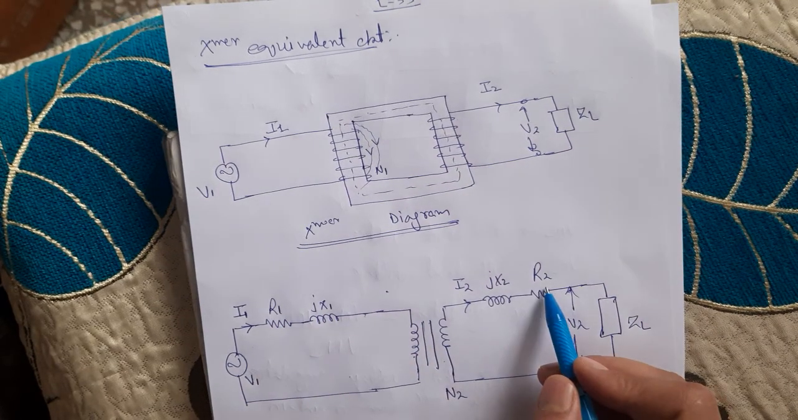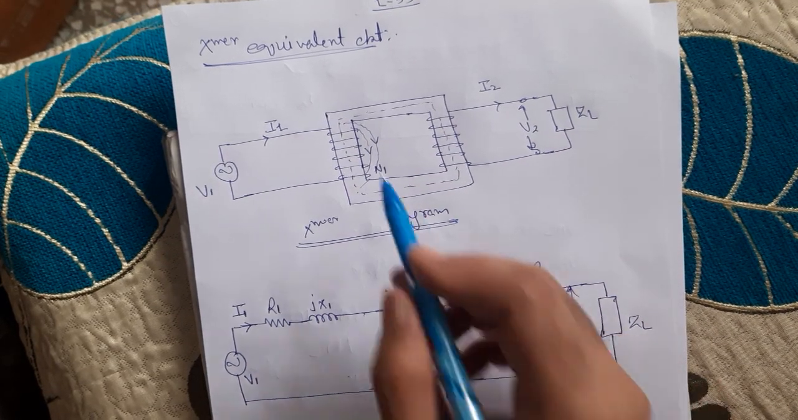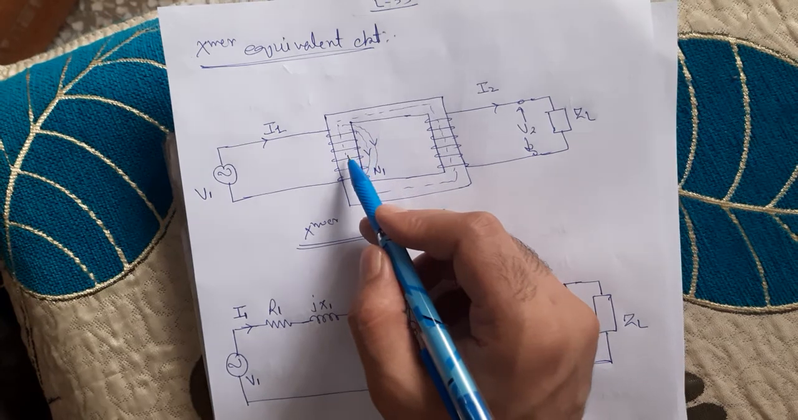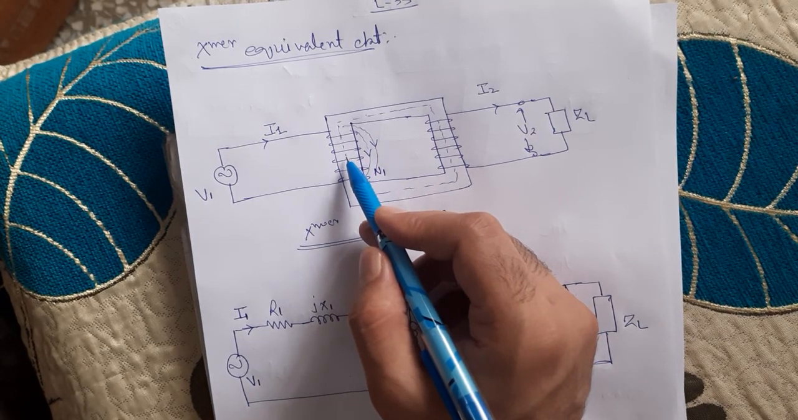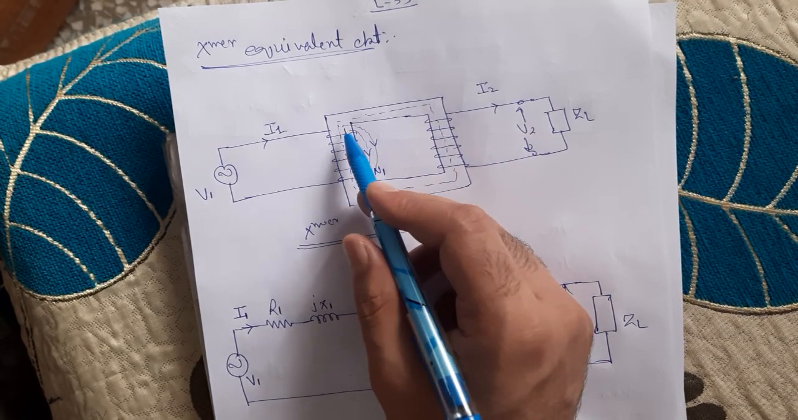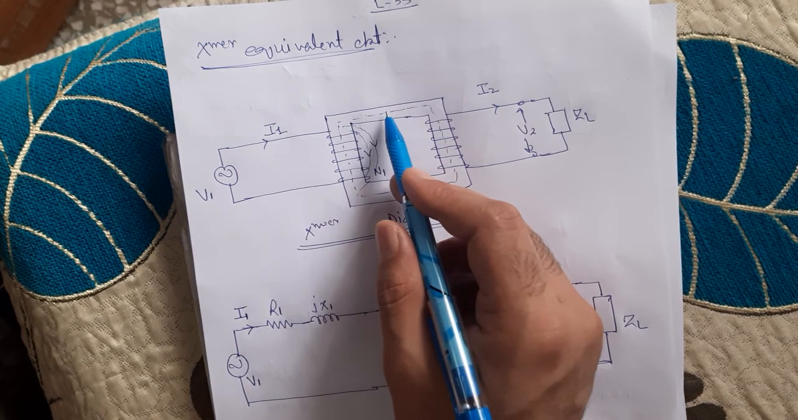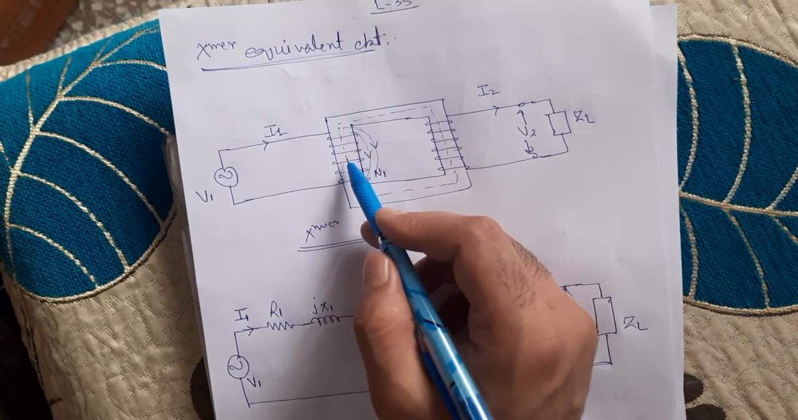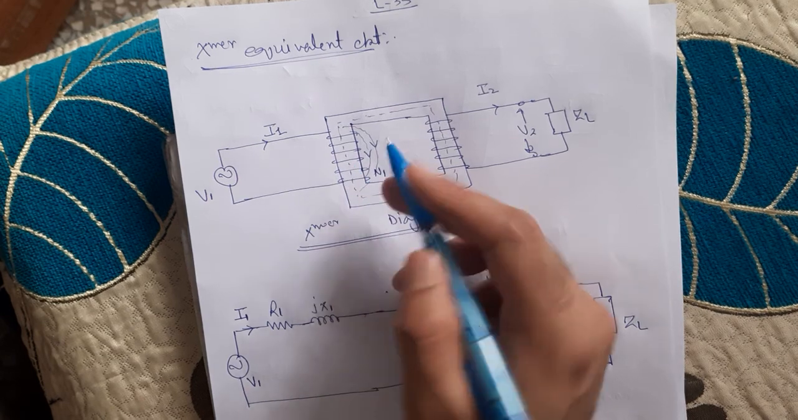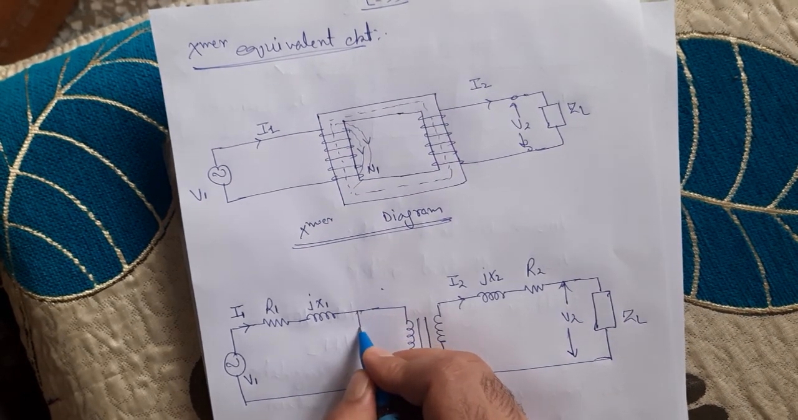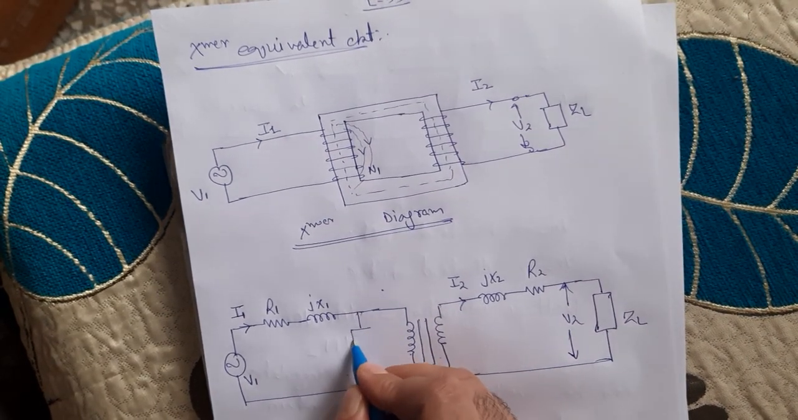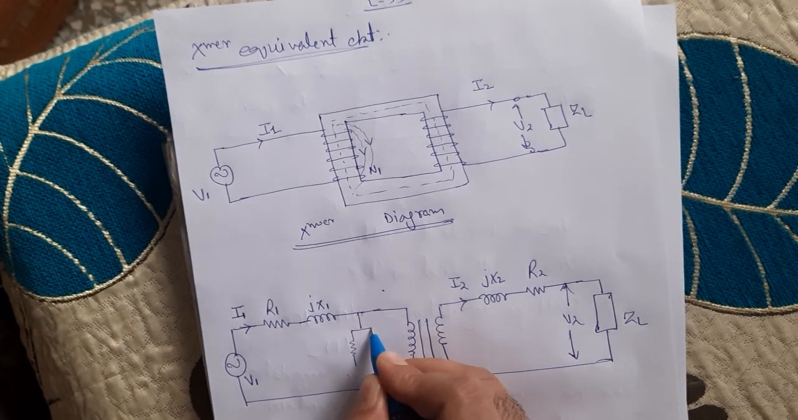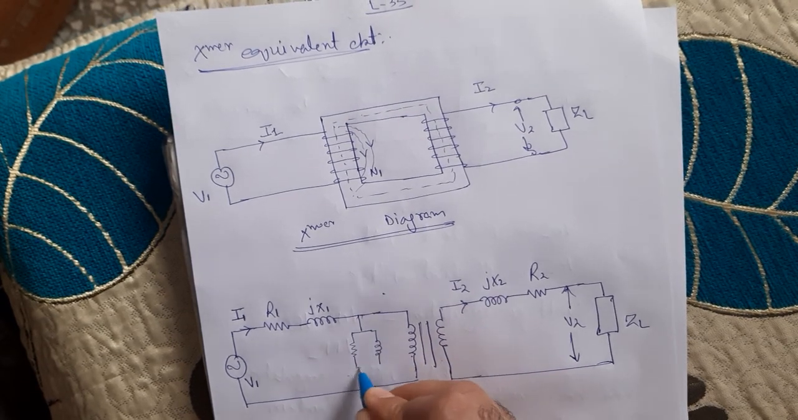This R1 and R2 represent the copper loss. However, the core loss will have two components. Number one, the magnetizing component. Number two, the loss component, hysteresis and eddy current loss. So here I will draw that. Like this. So I am saying this is R0. I have an inductor and a resistor.